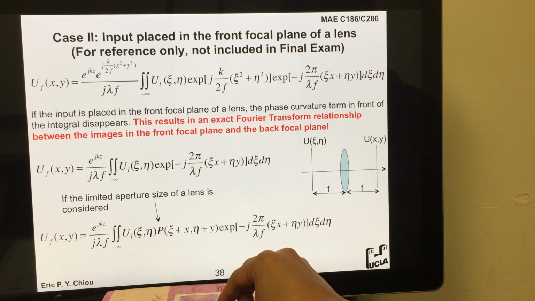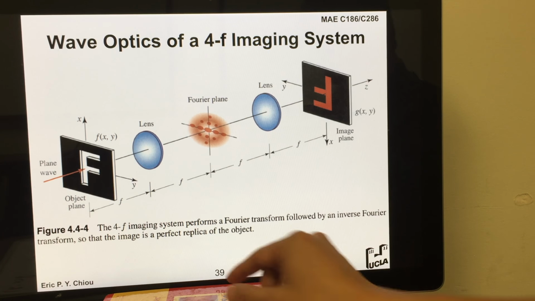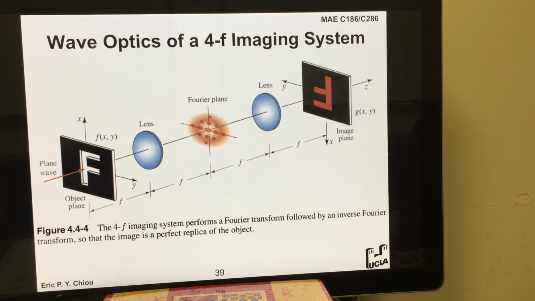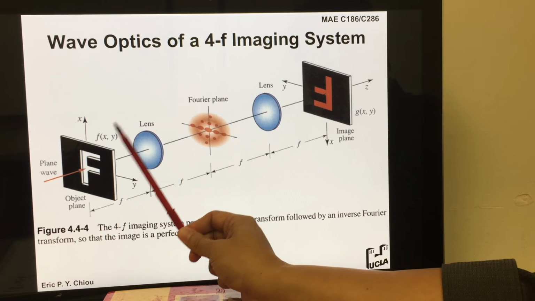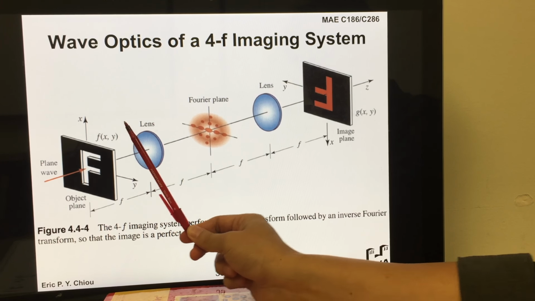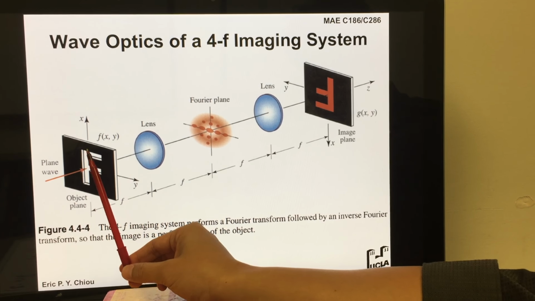So then, just to let you know, this is one example, which is the very famous 4F optics imaging system, okay? It pretty much can explain this result pretty well, okay? So what you have here is that you have an object and you position it in the front focal plane of the first lens. You use a plane wave with uniform intensity to shine on this object.